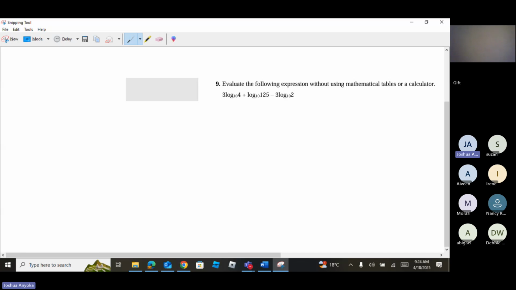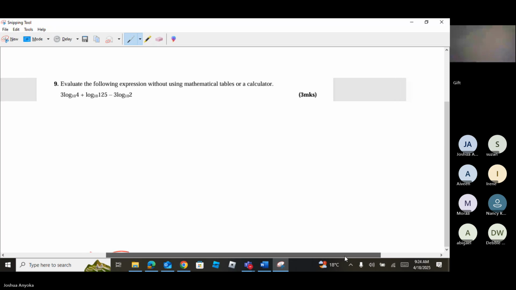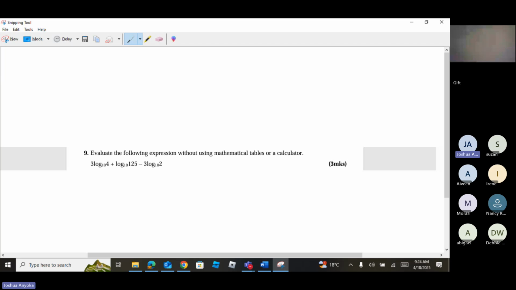All right. Answers to trickle in. What is the first step? We must use the laws of logarithms. Those who have tried, your expression simplifies to what?